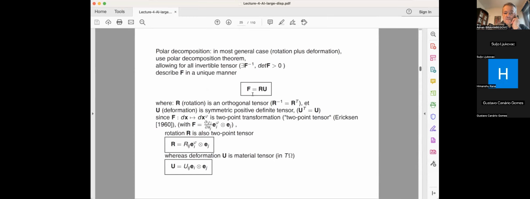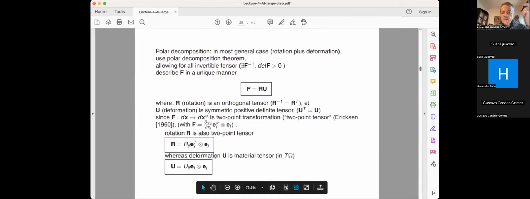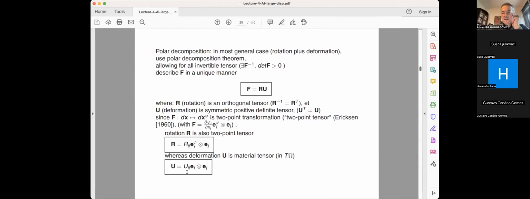And given that F is a two-point tensor that you write as d phi_i over dX_j, e_i phi tensor E_j, I can inherit this two-point feature in the rotation tensor. So I write the rotation as R_ij, e_i phi tensor E_j, and then U will be a material strain measure that is written in the tangent space of the initial configuration, which I write as U_ij, E_i tensor E_j.